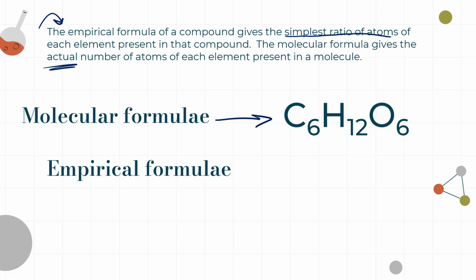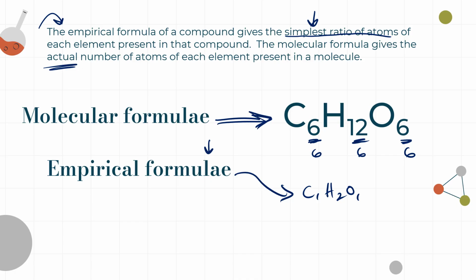Here we have the molecular formula for glucose. A glucose molecule has 6 atoms of carbon, 12 of hydrogen, and 6 of oxygen. But I can also think about reducing these numbers down to make an empirical formula. We know that 6, 12, and 6 have a greatest common factor of 6. So I'm going to divide each of these by 6, and I end up with C1H2O1. This is the empirical formula. It is the simplest whole number ratio of the atoms in that compound.